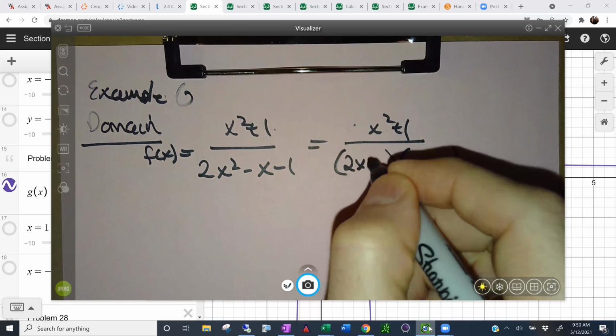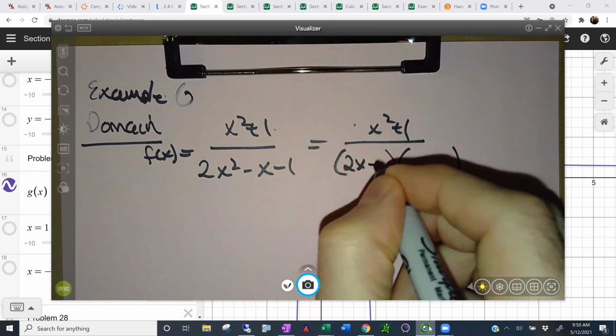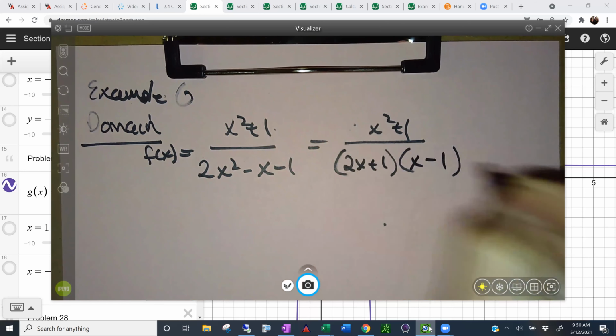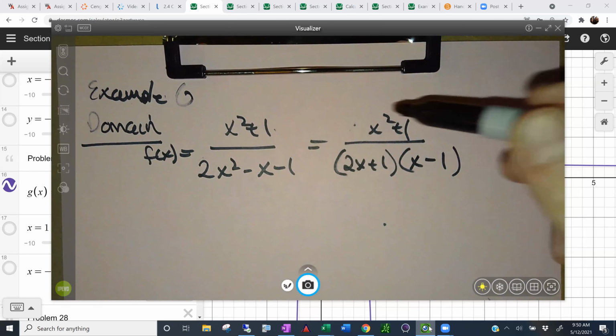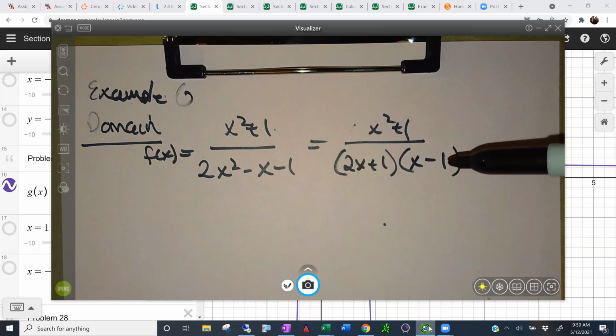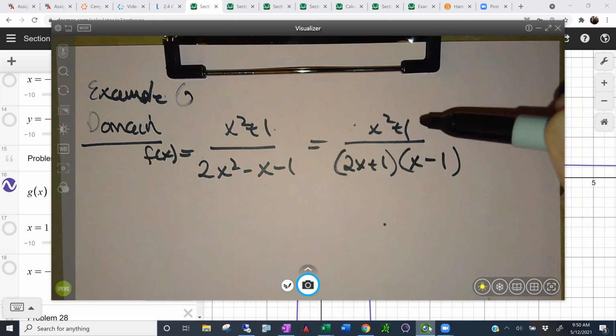In any case, let me help you out with the factorization. It's 2x plus 1 times x minus 1. Now, the numerator doesn't factor, so you're not going to get any cancellation. And even if you did, there'd still be a discontinuity. It'd just be a removable discontinuity as opposed to an infinite discontinuity. But there's no nice cancellation there. So the question is, where can the denominator equal 0?